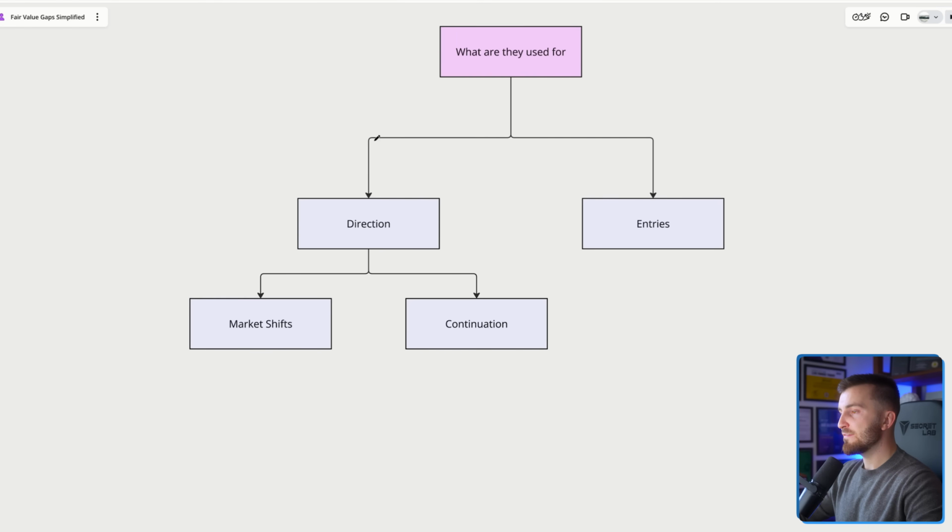And this is why fair value gaps are very important to mark out the direction. Answer the question, what fair value gaps are being respected and what fair value gaps are being disrespected, and you will have the direction of the market.